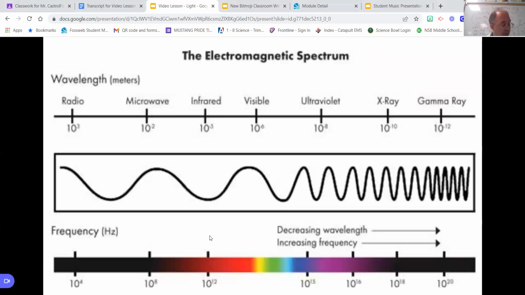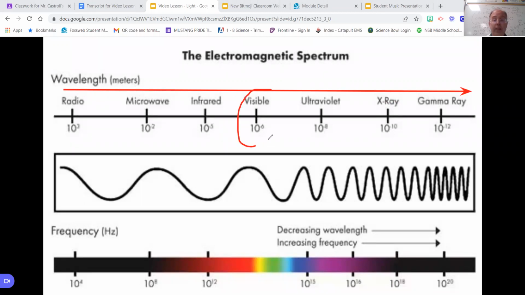Here's a diagram of the electromagnetic spectrum. So you can see radio at the long end, gamma rays at the short end, and visible light is right here, right in the middle.